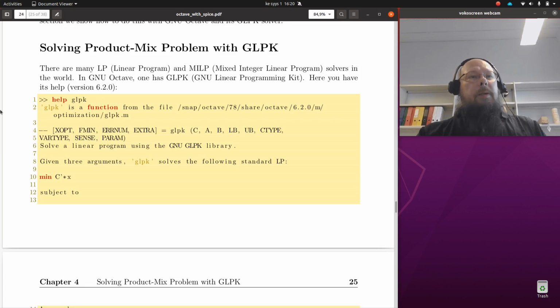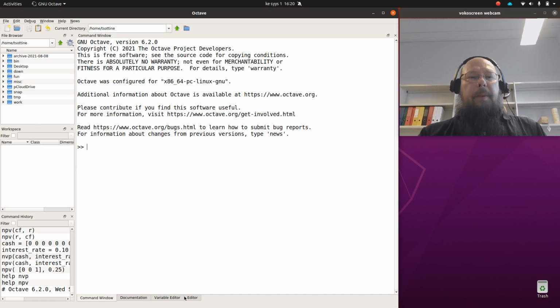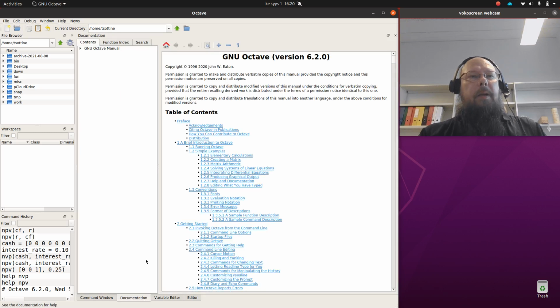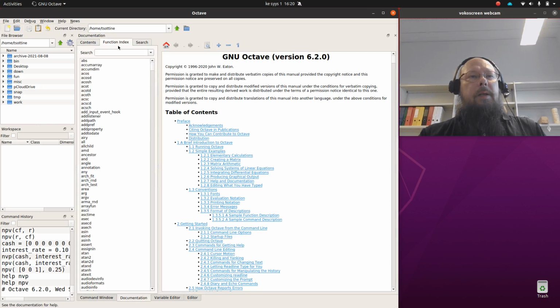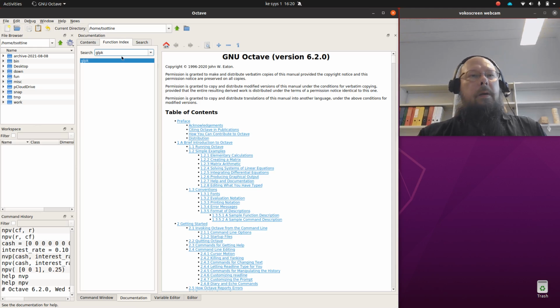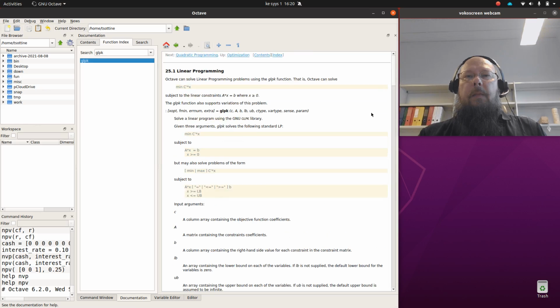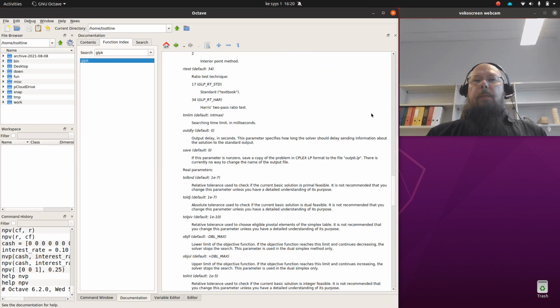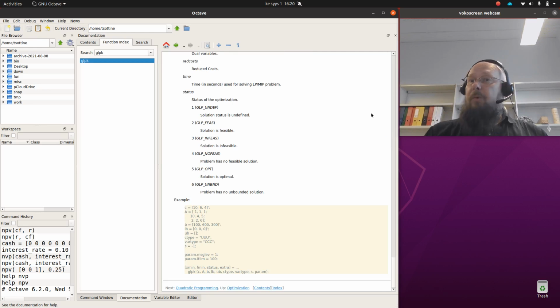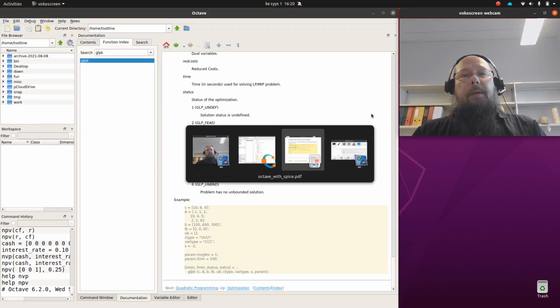So let's have a short look at what this GLPK would be like. Here is its documentation, and let's have a function index and GLPK. Double click here so it opens, and here is the help for that. Quite a lot.